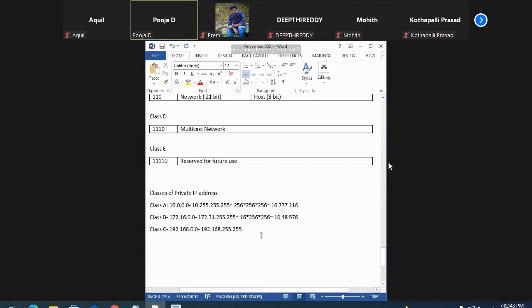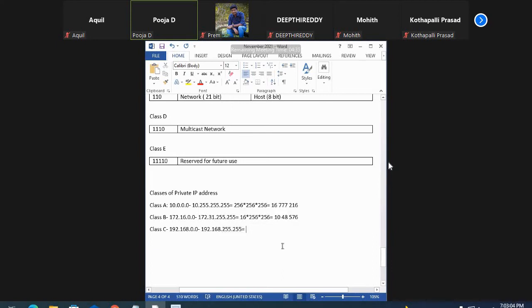And generally in any network, if you see the IP address, you will find these class C IP addresses, because usually we are using the IP addresses 192.168. So if you see here, it is 168, right? Means only these IP addresses are available.